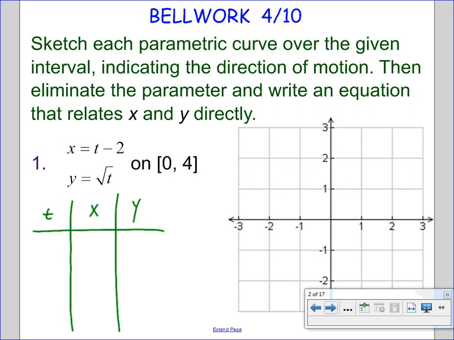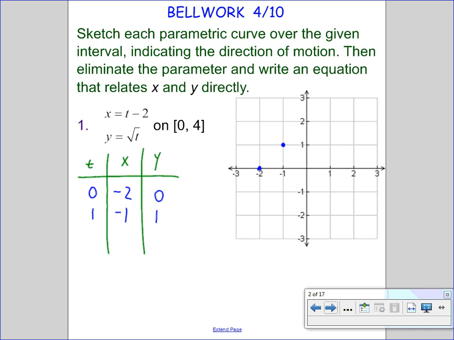All right, so at time t equals 0, at what x coordinate is the particle? Well, it's at 0 minus 2, which is negative 2. At t equals 0, the y coordinate is 0. So I start the problem at t equals 0, and the point is negative 2 comma 0. That's pretty sweet. Not so bad. At time t equals 1, the x coordinate is 1 minus 2, which is negative 1. The square root of 1 is 1, so I'm at negative 1, 1 at the time value t equals 1.